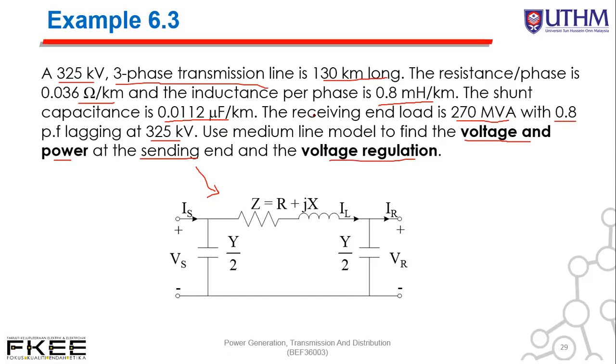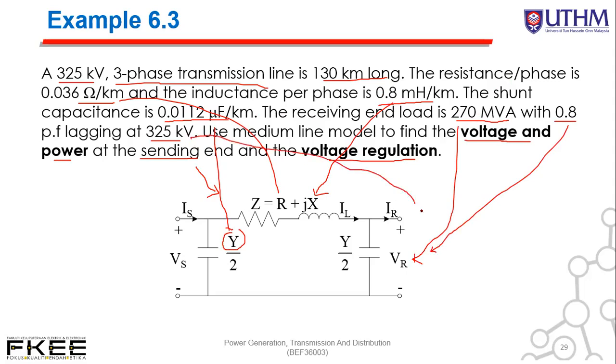The value given is 130 kilometer line length. So 0.036 is the resistance R, inductance here gives X, and Y we can calculate from the capacitance here. Then also the load is 270 MVA with 0.8 power factor, and voltage 325 kilovolt at the load.